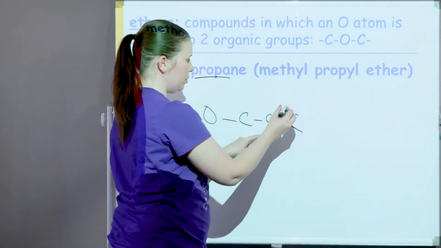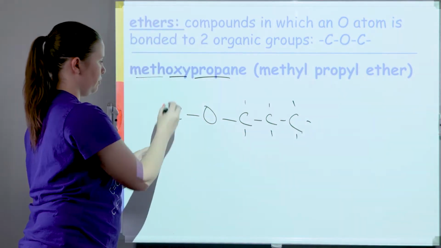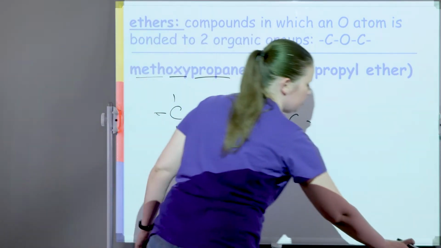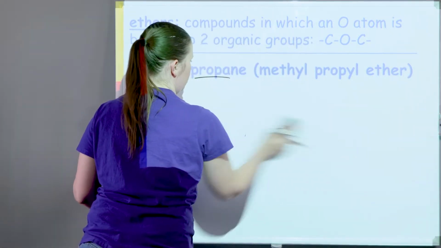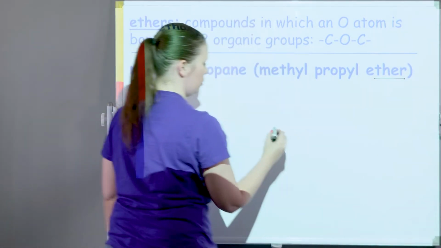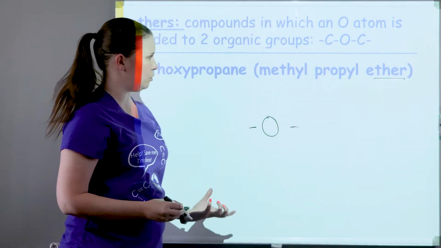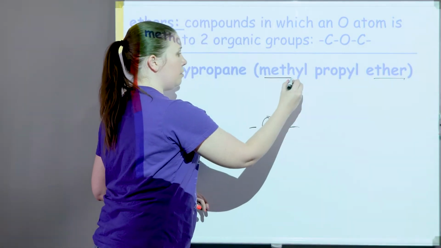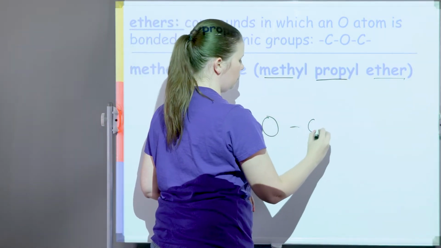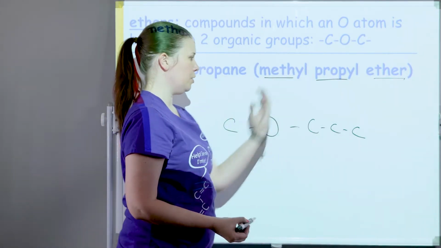The carbons all get hydrogens. The oxygen doesn't, only the carbons. Now let's think about this the other way. If I start with the base idea that it's an ether, I know I have oxygen attached to 2 organic groups. Meth would be a 1 carbon group, and prop would be a 3 carbon group. So I have a methyl and a propyl attachment on my ether.